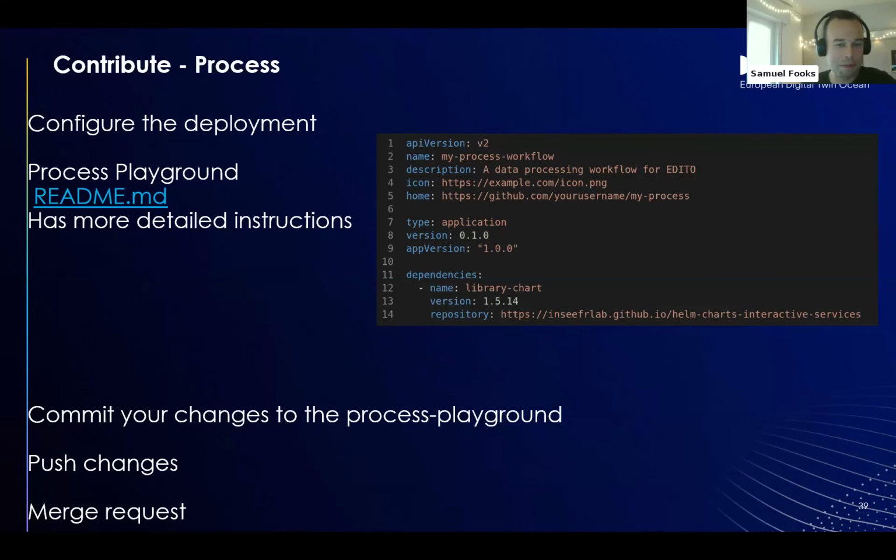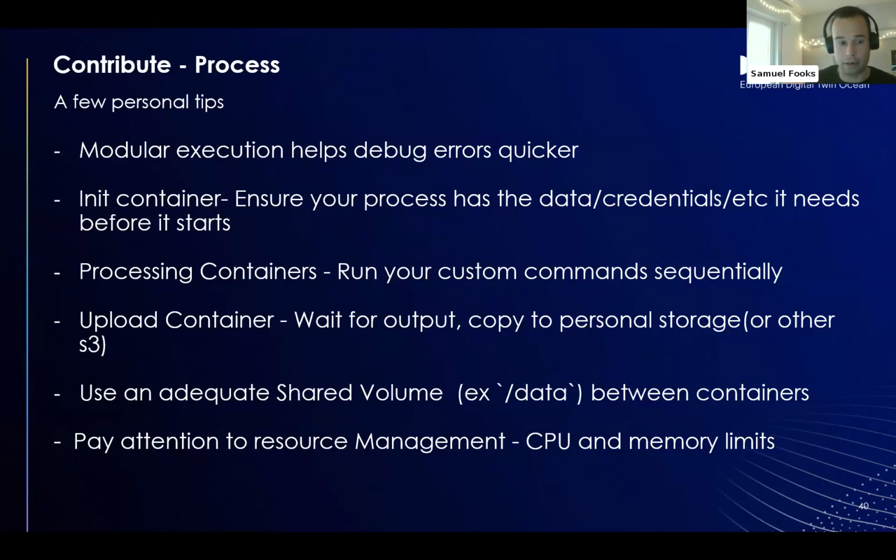So you have to configure that deployment. There are instructions for sure. Read the README, and then look for templates. Look for other processes that are similar to yours to use as a template. So something that runs in a similar way, takes data from somewhere, does some process with its Docker image, and then outputs it, what have you. Once you've made your own version of that deployment, you commit it to the process playground, you push it, and then you make a merge request. And once that merge request goes through, it comes up in the catalog.